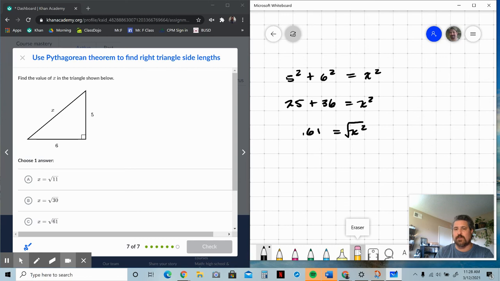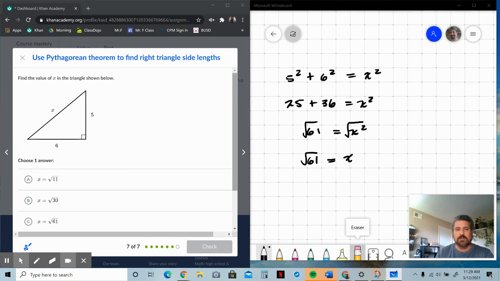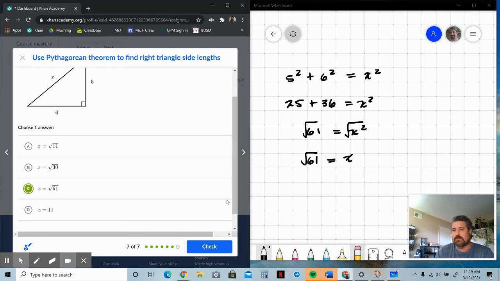And then take the square root of both sides. You're going to get the answer, which is positive and negative square root of 61. But because it's a triangle, distance is always positive. You're just looking at the square root of 61. And that's how you do the Pythagorean theorem.